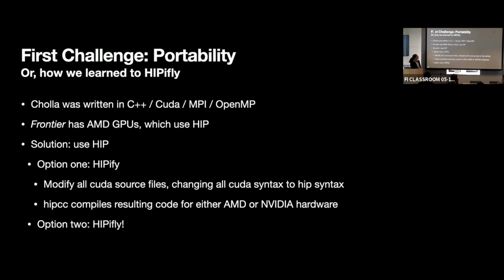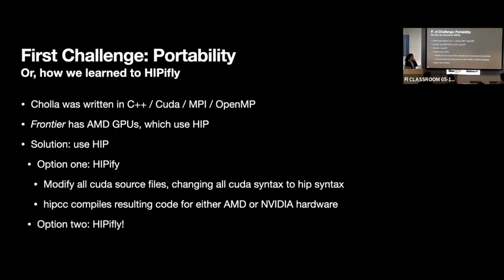And so Frontier has AMD GPUs, and those use HIP. So if you're not familiar, HIP is more or less the same as CUDA. It has basically all the same functions, but it's AMD's version, and AMD's HIPCC compiler can compile HIP code for either NVIDIA or AMD GPUs.